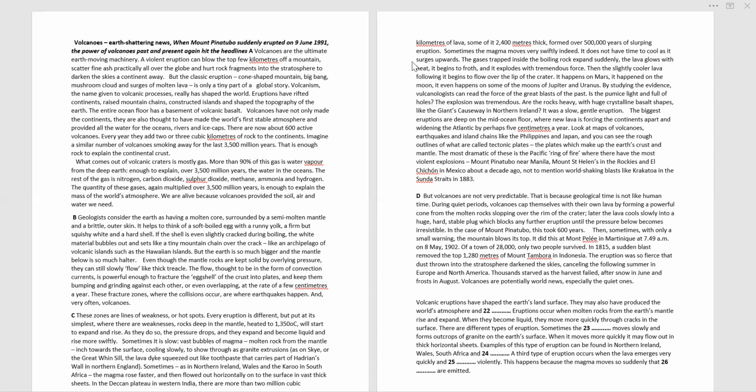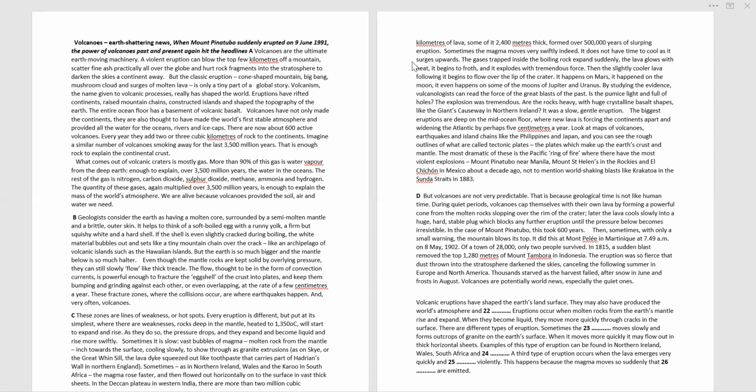Oh, here are the names. Wales and South Africa, magma rose faster, flowed out horizontally. In the Deccan Plateau in Western India, there are more than 2 million cubic kilometers of lava. Sometimes the magma moves very swiftly indeed. The same paraphrasing is given. It does not have the time to cool as it surges upwards. The gases trapped inside the boiling rock expand suddenly. The lava glows with heat, it begins to froth and it explodes with tremendous force.